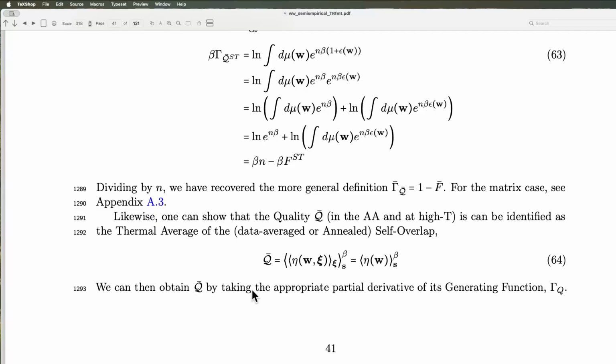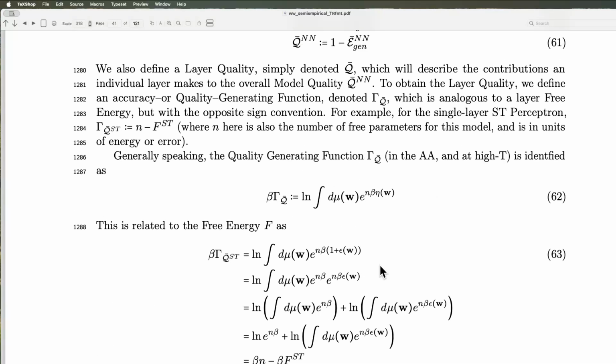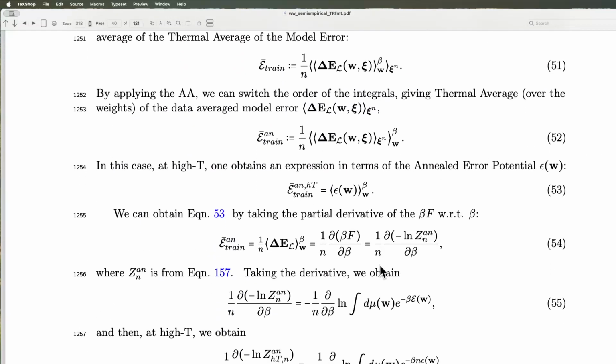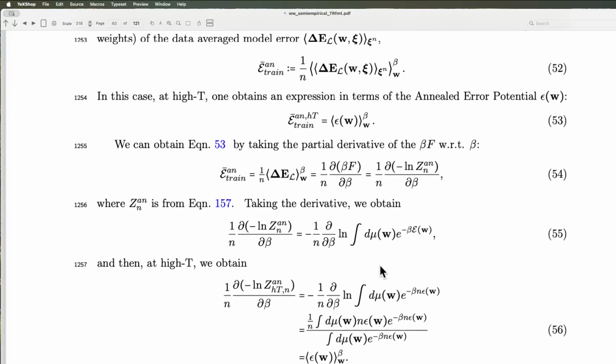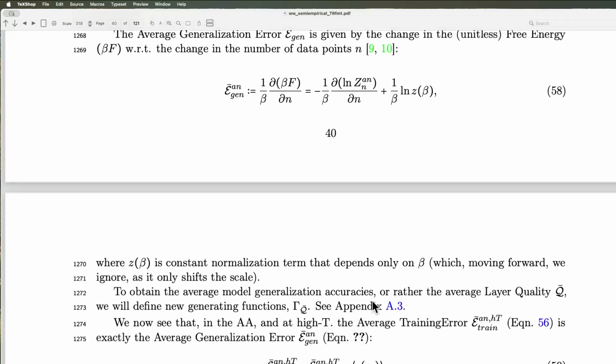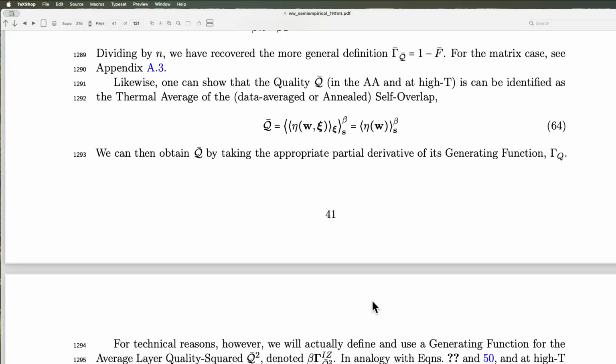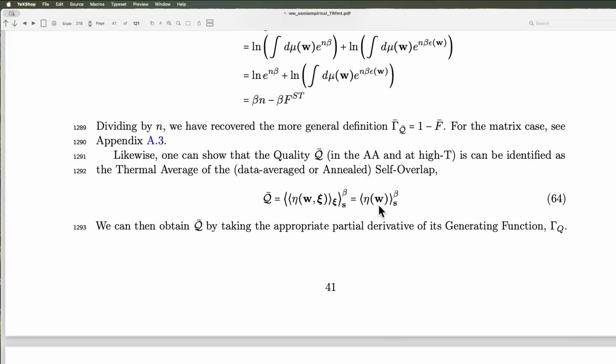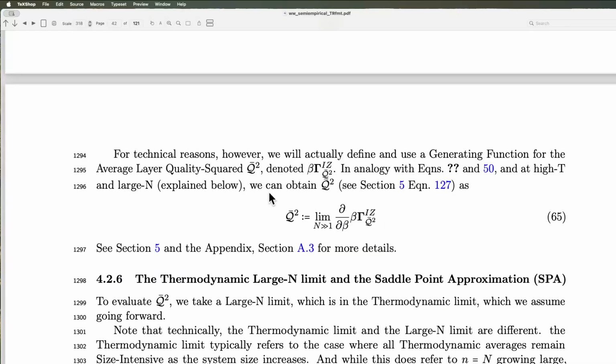We can obtain Q by taking the appropriate partial derivative. Again, as above, we're not actually going to evaluate this average. In other words, we're not going to write down this, where now instead of epsilon, we have an eta. We're not going to write it down in this form. What we're going to do is, again, use the generating function. This is statistical mechanics: when you're going to compute an average, you don't actually compute the average, you use the generating function. So for technical reasons, we'll actually define and use the generating function for the average layer quality squared.